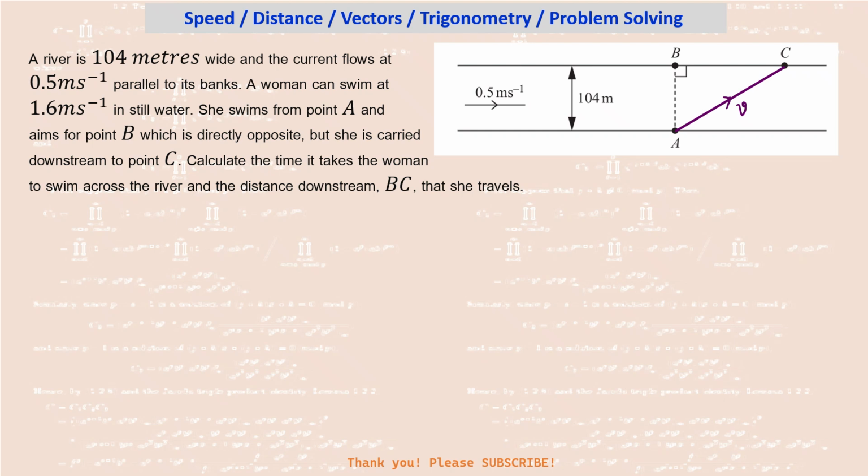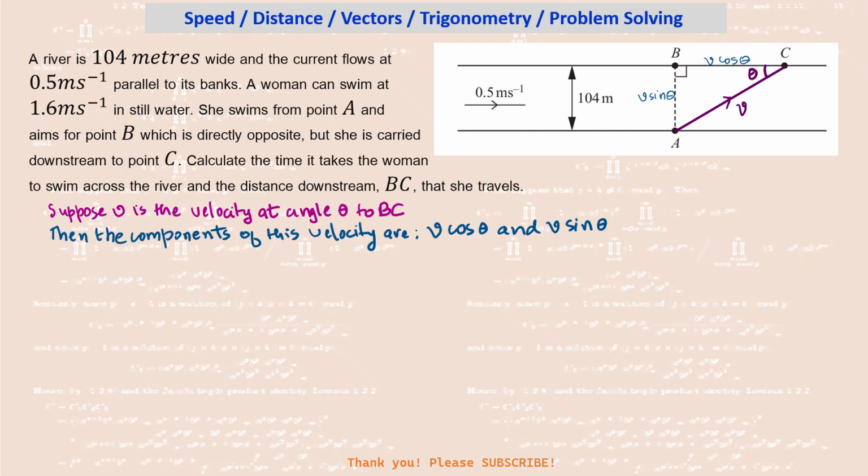then it can be resolved into its horizontal and vertical components, V sine theta and V cos theta, where theta is the angle V makes with the horizontal. So we know what V sine theta and V cos theta are, because V sine theta would be the velocity at which the woman can swim in still water, that's 1.6 meter per second, and V cos theta is going to be 0.5 meter per second. So that is the velocity of the water or the current.